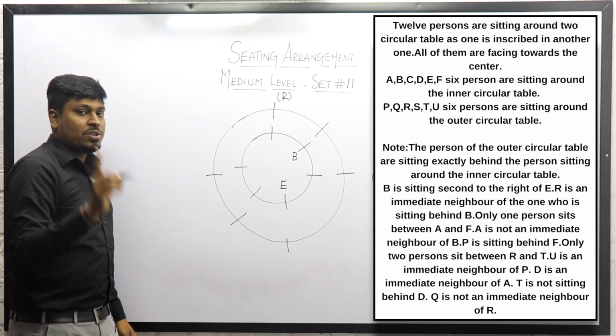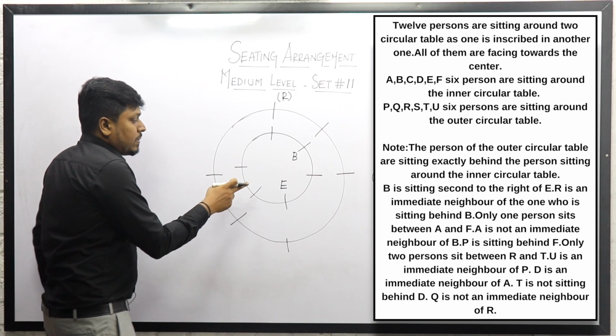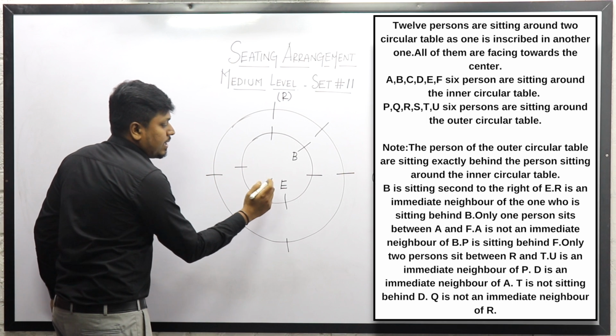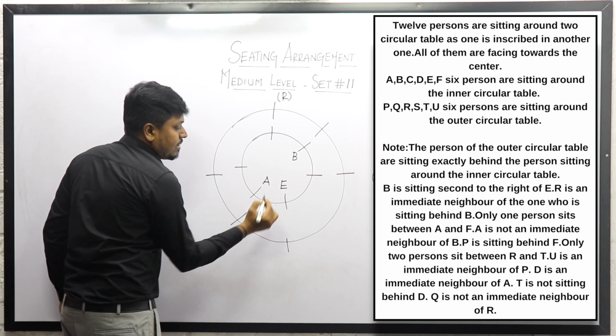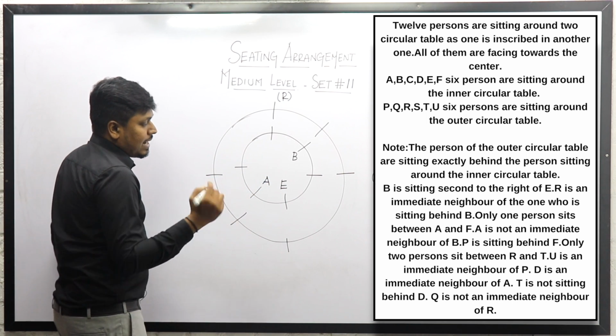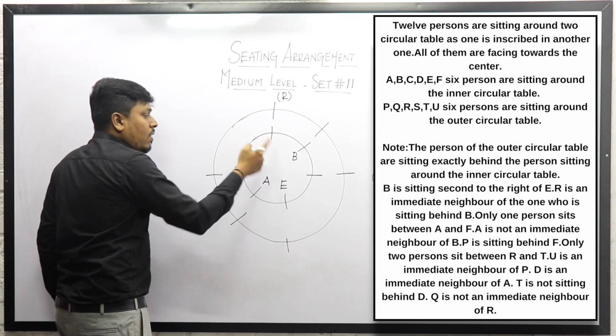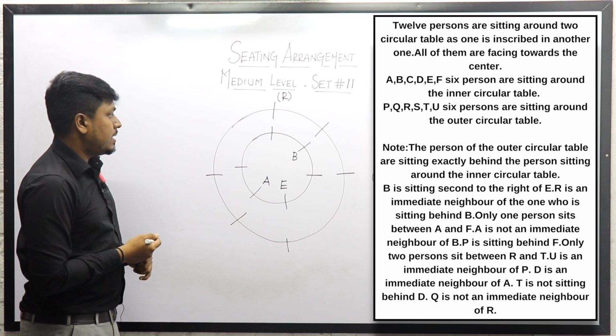Between A and F there should be a gap of only one person. So if I fix A here, we can't fix F. So there's only one chance that I should fix A here. Between A and F there should be a gap of one person. So either I should fix F here or F here. Okay, so let it be.